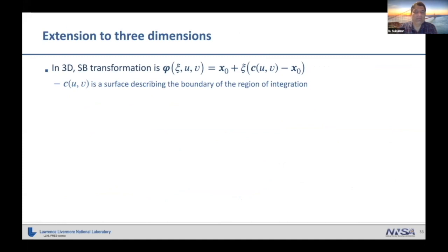So the last slide is the extension to 3D. So whatever I've shown you generalizes to 3D.